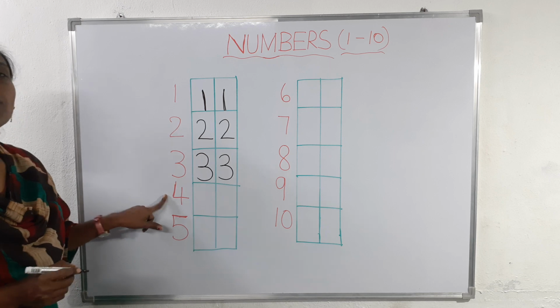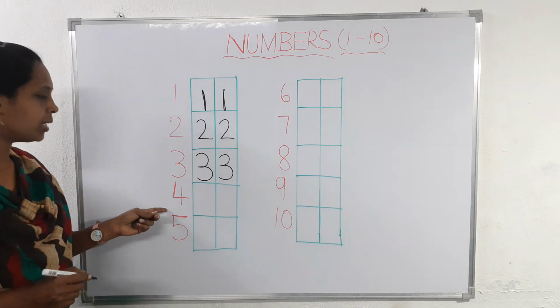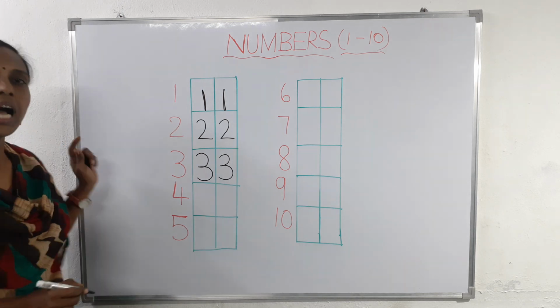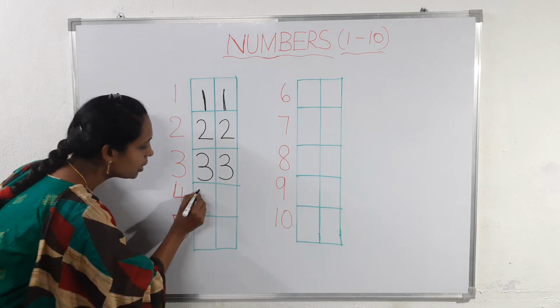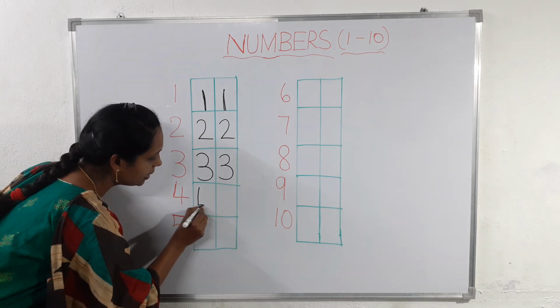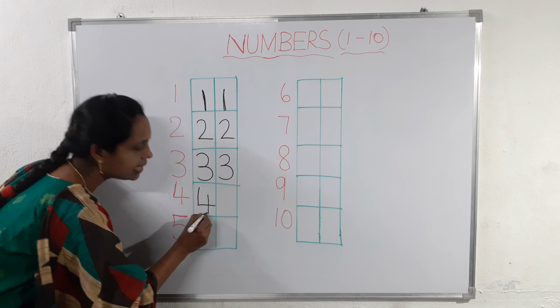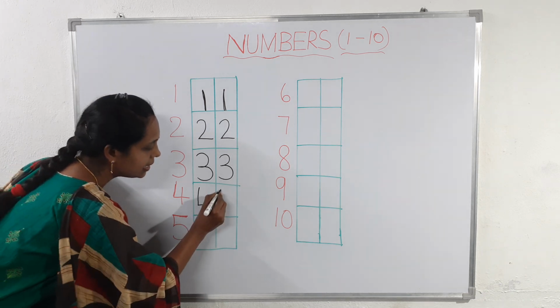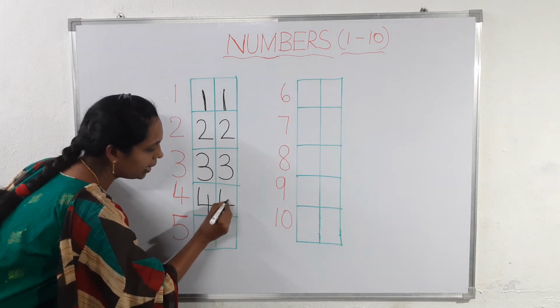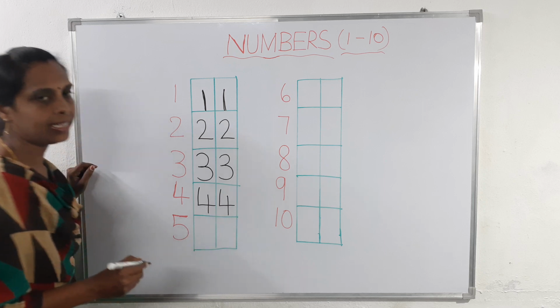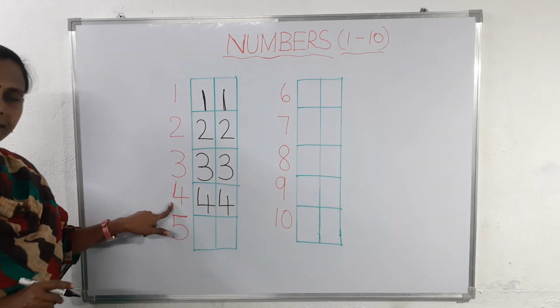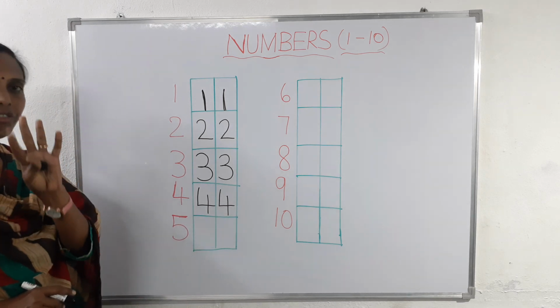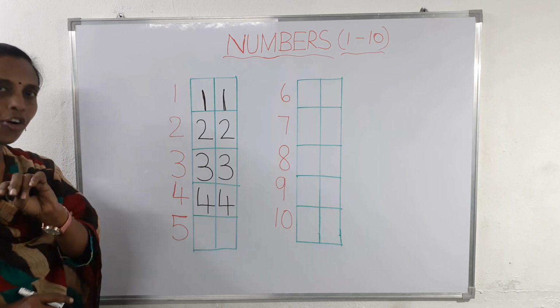3 after 4. What is this number? 4. How to write 4? Standing line, sleeping line, standing line. 4. What is this number? 4. 1, 2, 3, 4.